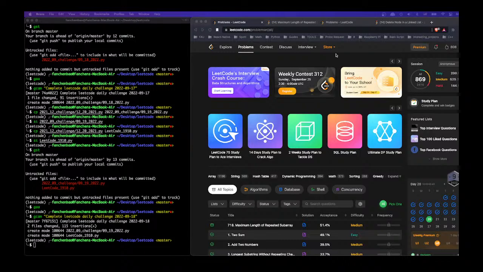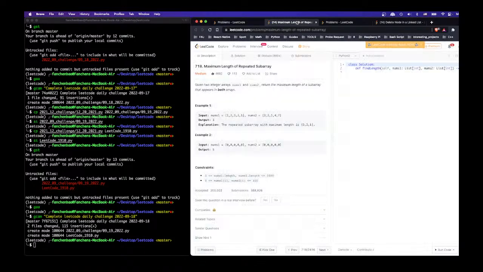Alright, let's get right into it. Maximum length of repeated subarray. Given two integer arrays, nums1 and nums2, return the maximum length of a subarray that appears in both arrays.